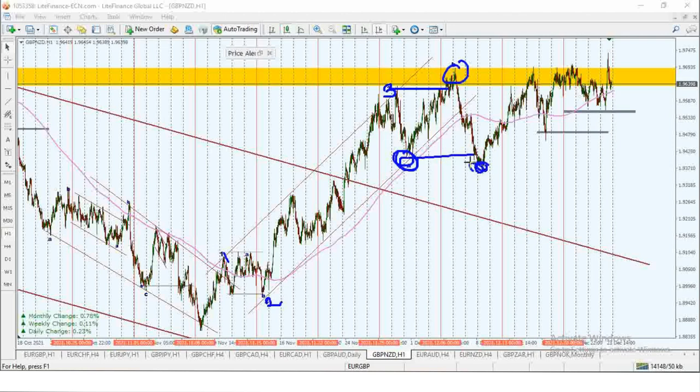We can as well say that this could also be an expanded flat, because price retraced just a little bit below price territory of A before the rally. So we looked at an expanded flat, and also we're looking at a possibility that price has completed the wave 4 right inside of this area. So what we're looking at is a possible continuation to the upside.